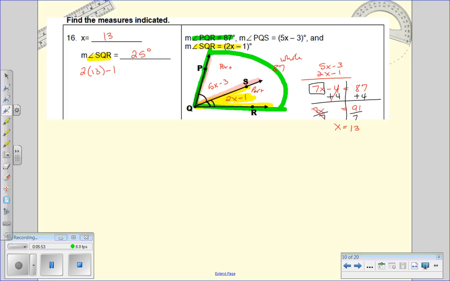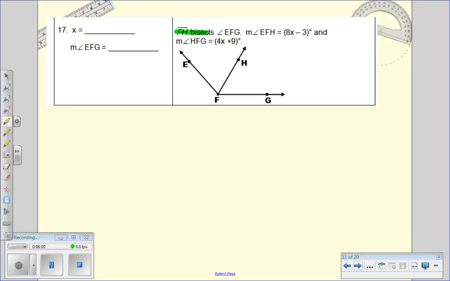17, we're given that FH bisects EFG. So if FH bisects EFG, that means it is breaking EFG into two equal angles, two congruent angles. We're given that EFH, start at E, go to the vertex F, end at H. That's the one that's to the left. That is equal to 8x minus 3.